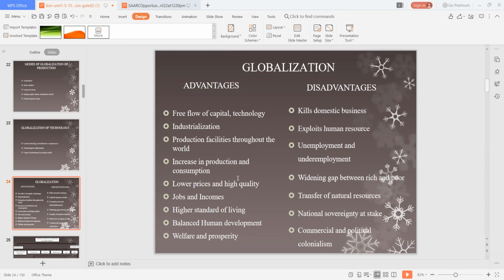Right? Disadvantages: it exploits the human resource, widening gap between rich and poor, transfer of natural resources, national sovereignty at stake, commercial and political colonialism. So these are the disadvantages here.